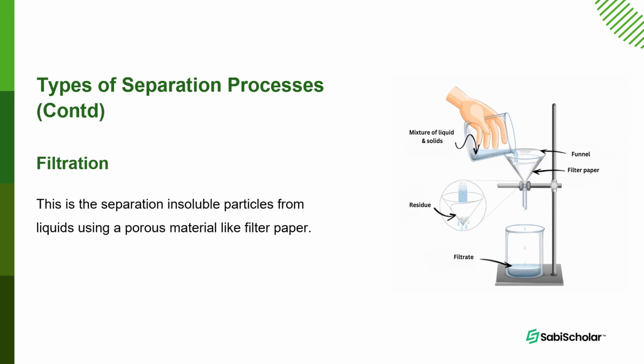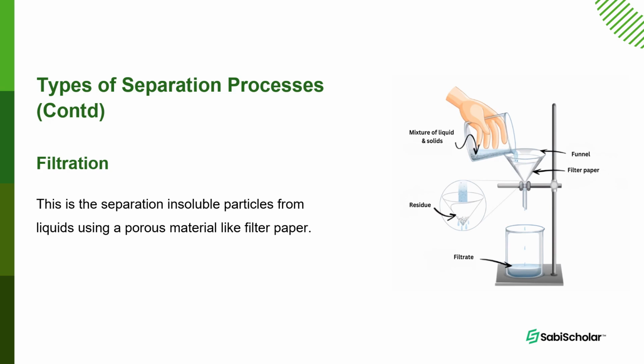In filtration, we separate insoluble solutes from their liquid using filter paper. So basically, we use a porous material like filter paper to separate insoluble particles or solid from liquid. And these solid particles that remain on the filter paper are usually referred to as residue, while the liquid that passed through is usually referred to as what? Filtrate.